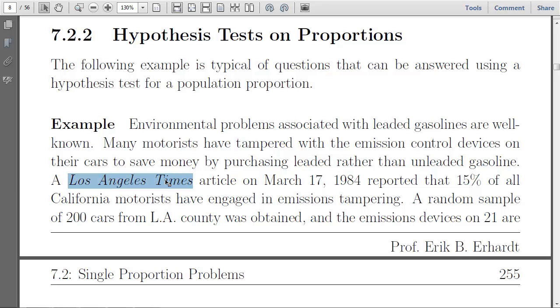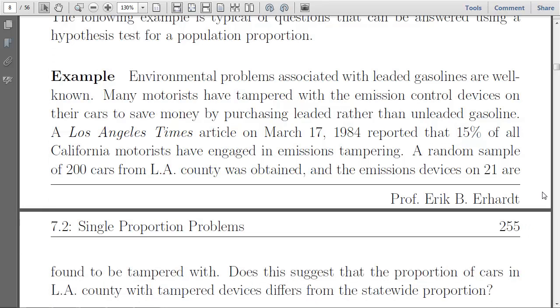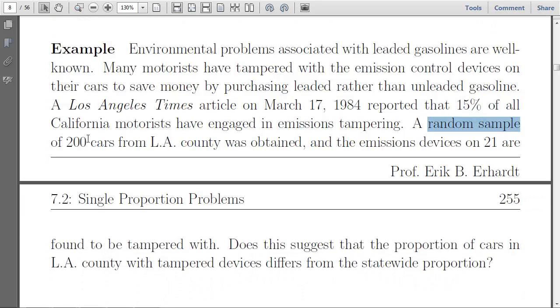So in LA, in the middle of the 80s, there was a report that said that 15% of all California motorists had engaged in emissions tampering. Okay, so we're setting up the hypothesis right here in this report. So we want to know, is 15% an accurate estimate? So we're going to conduct our own random sample of 200 cars from LA and check the emissions devices on them and see whether they were tampered with or not.